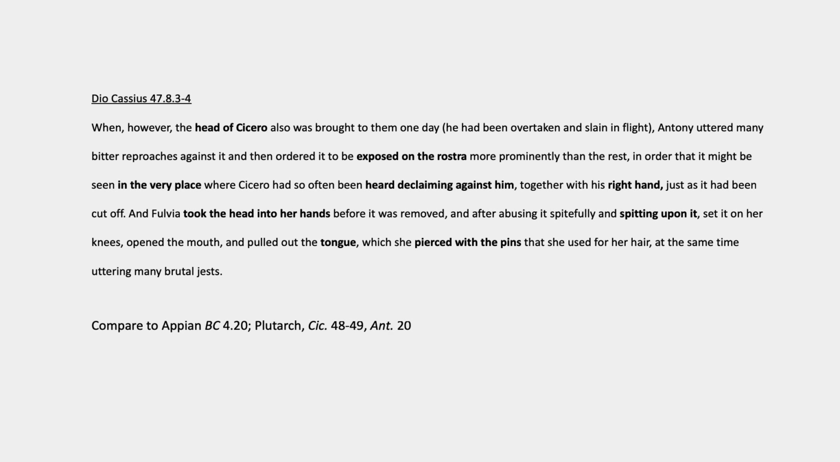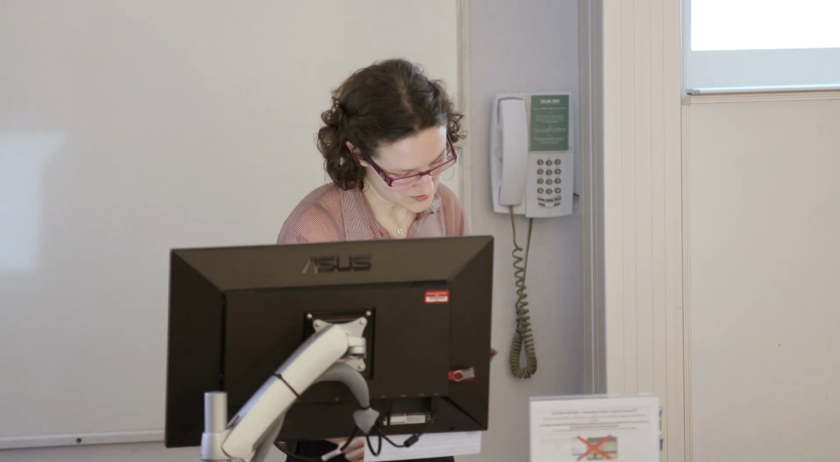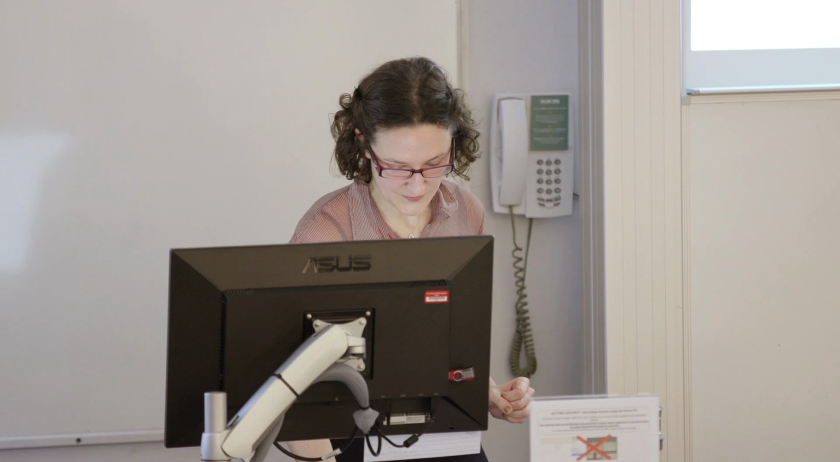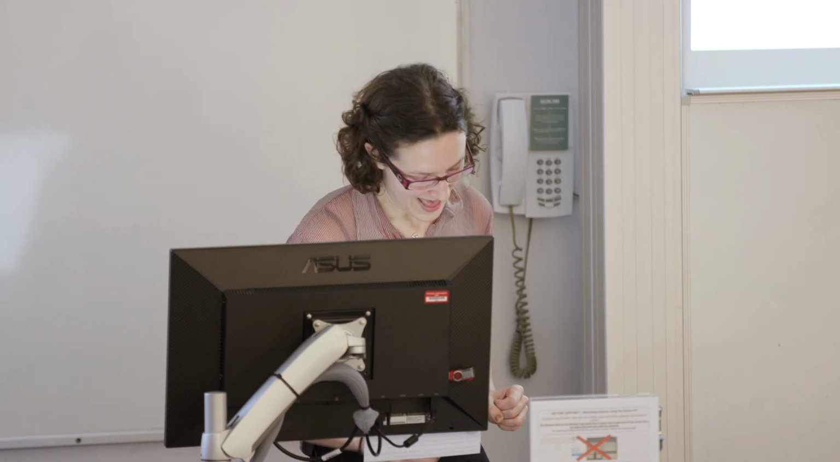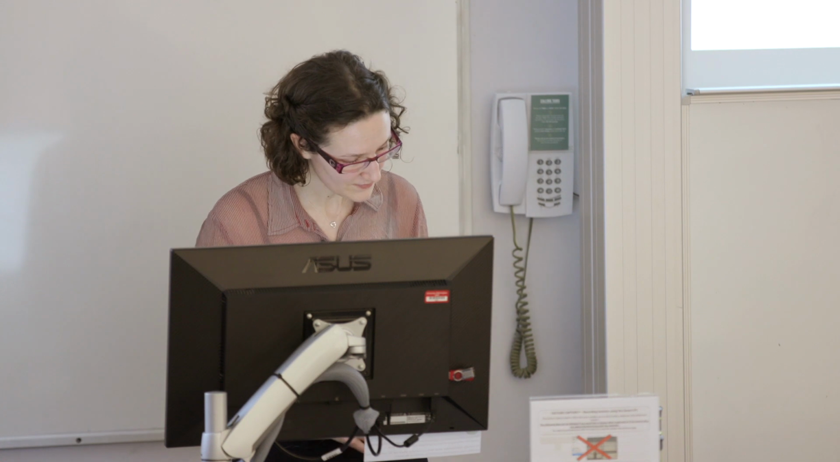Now, Dio Cassius is the only one who mentions Fulvia in the account. Appian and Plutarch exclude her, which is, of course, interesting. But an interesting note from Appian is that the head and hands of Cicero were suspended for a long time from the rostra in the Forum, where formerly he'd been accustomed to make public speeches, and more people came together to behold this spectacle than had previously come to listen to him, which I think for Cicero is the final insult.